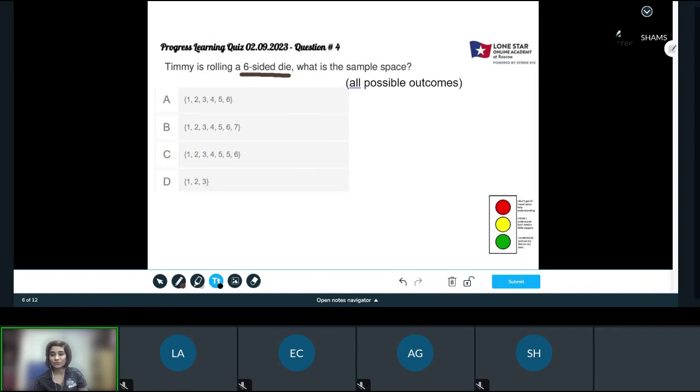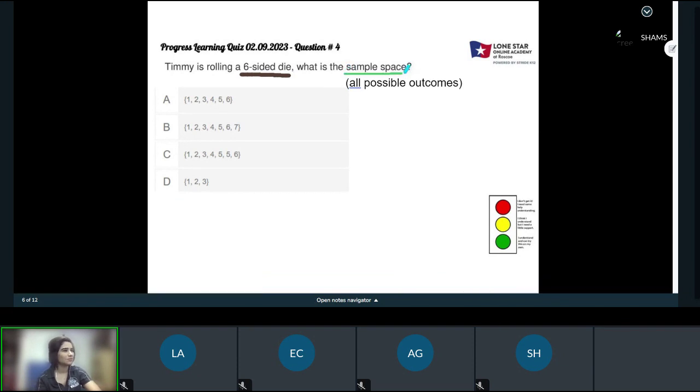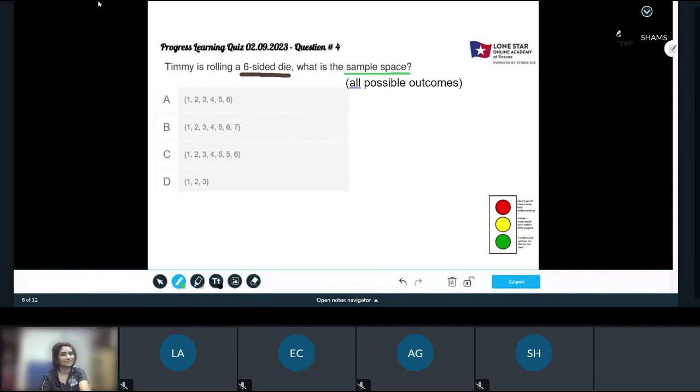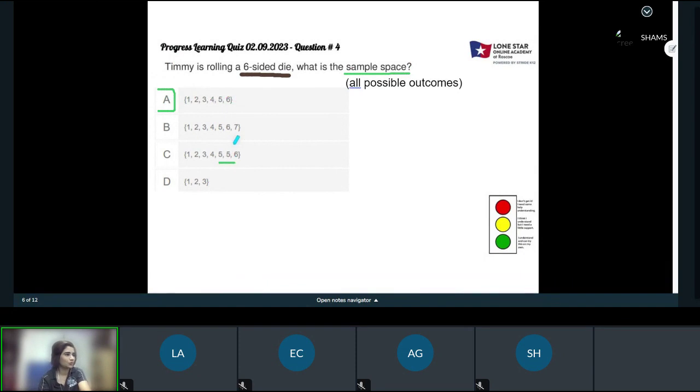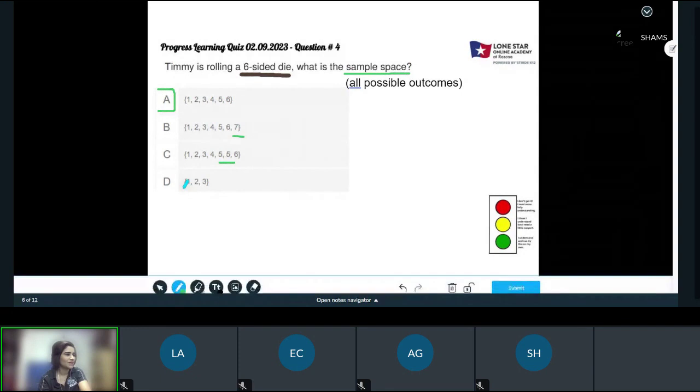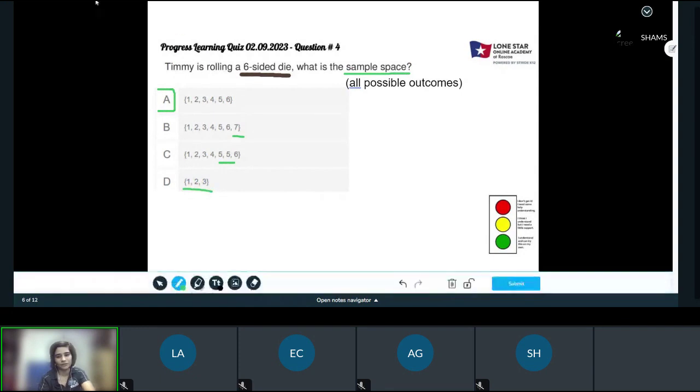Write down this word for yourself. It is a brand new word you have never learned before, because this is a new word I need to introduce in class tomorrow. Sample space means all possible outcomes. And the correct answer definitely is A, because on a number cube, you have numbers 1 through 6. And you don't have a repeating 5. You don't have a 7. You don't have as few numbers as 1, 2, 3. You have 1 through 6.